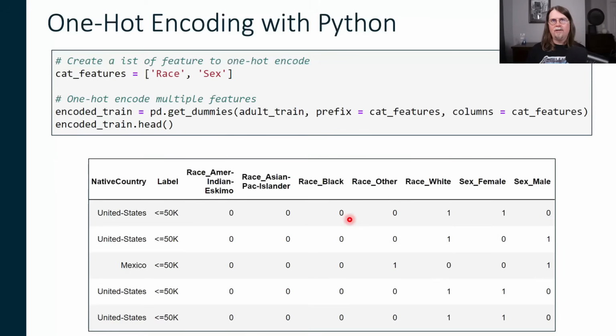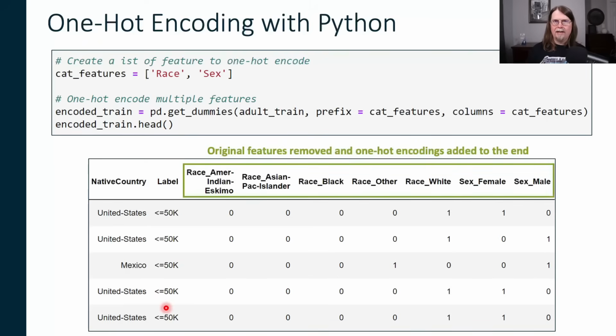If I run head on it, you can see here that sex female, sex male, race white, race other, and so on and so forth. Now here's what's super important. What I've done in the Jupyter Notebook output is scroll all the way to the right. Originally the last column in our data frame was the label column, less than or equal to 50K. When you one-hot encode things, the features that are one-hot encoded get plucked out of where they were originally, and then the one-hot encoded representations are added to the end.